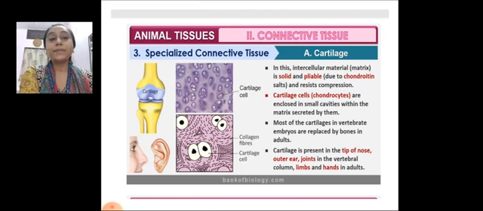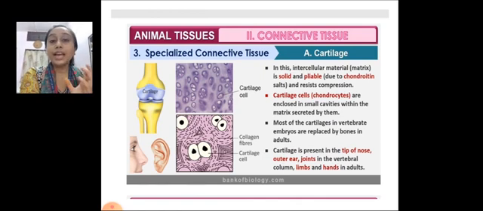Now number three is specialized connective tissue. It is special because its matrix is somewhat different, not that semi-fluid matrix. Number one kind of specialized connective tissue that we are going to study is cartilage. Cartilage is solid and pliable. Why is it pliable? Because of the presence of chondroitin salt, not calcium, and this chondroitin resists compression.